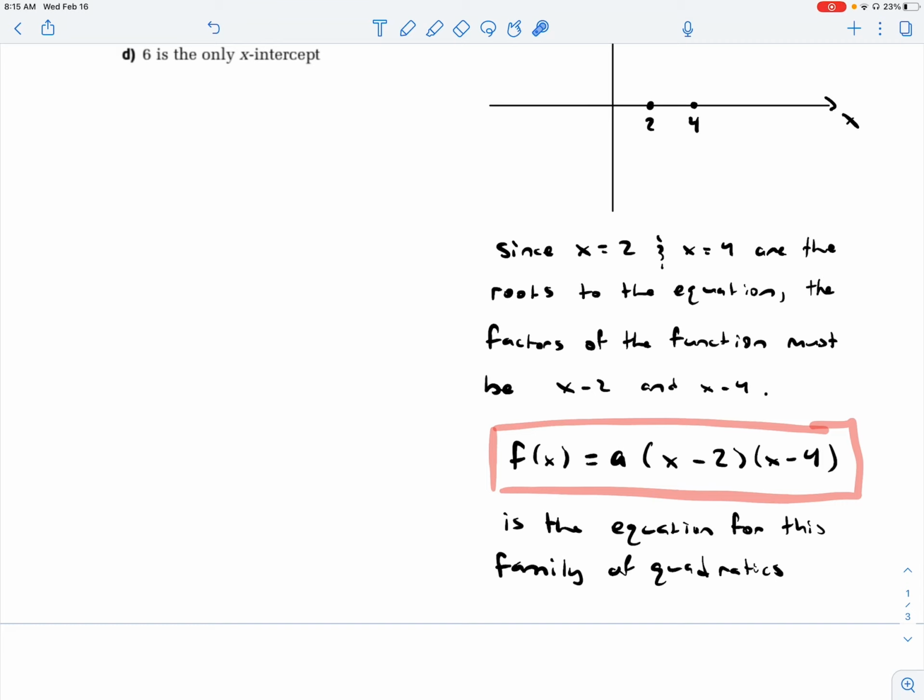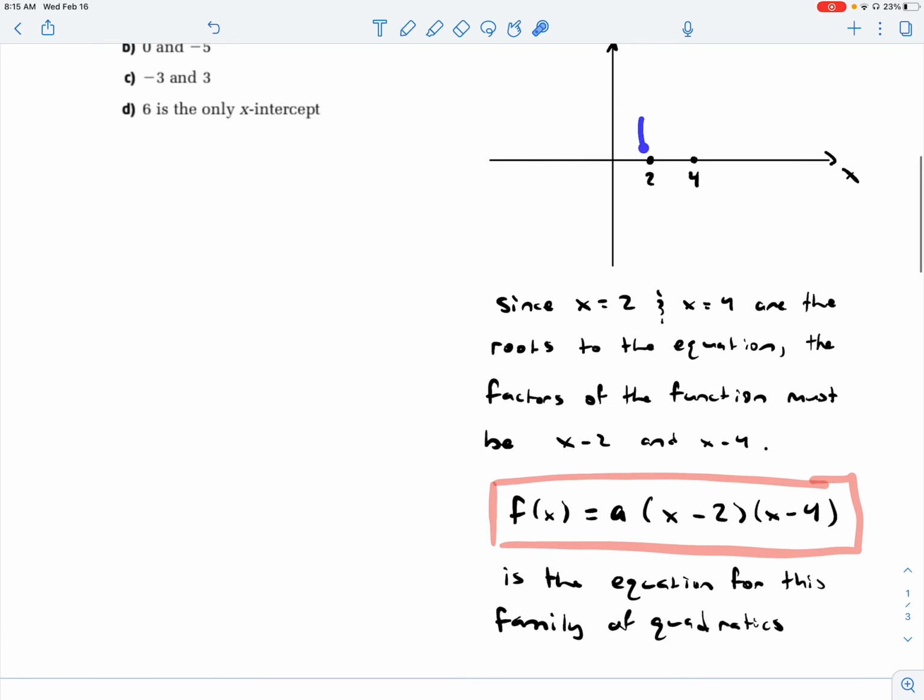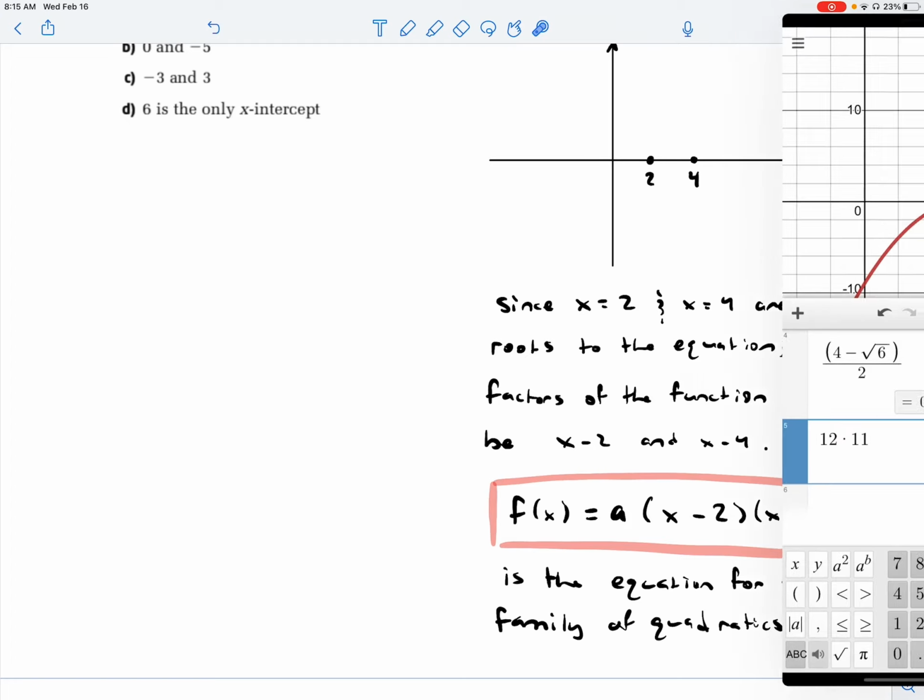The reason this represents a family is because we have this symbol a here. The symbol a is kind of like a parameter. We could put anything we want in for a, and as we do, we're going to create a bunch of quadratics that pass through 2 and 4, and they're all going to change their shape. If you remember, this a acts like a vertical stretch or compression. Depending what number we put in, we can get really skinny graphs that are vertically stretched, or some that are reflected and a little bit wider. I'm going to show this on Desmos real quickly.